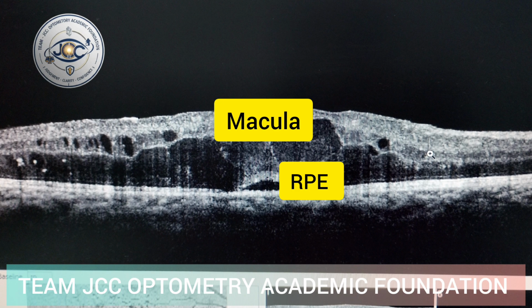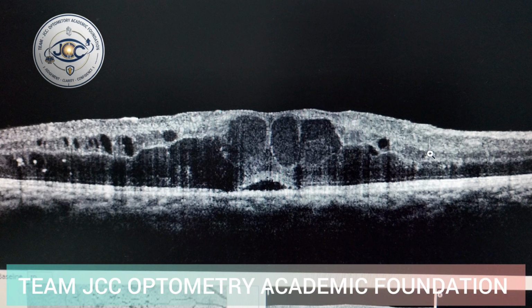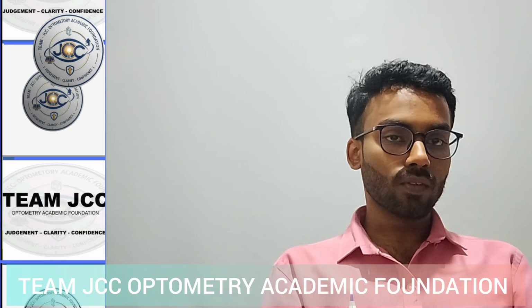So there is a bit of edema and an oval structure, and you can also see some cyst-like spaces formed in the macular region. This is known as cystoid macular edema. This is the kind of presentation you will get in case of macular edema.